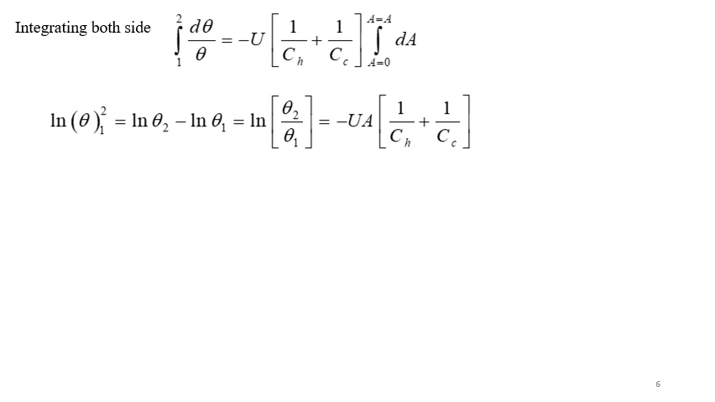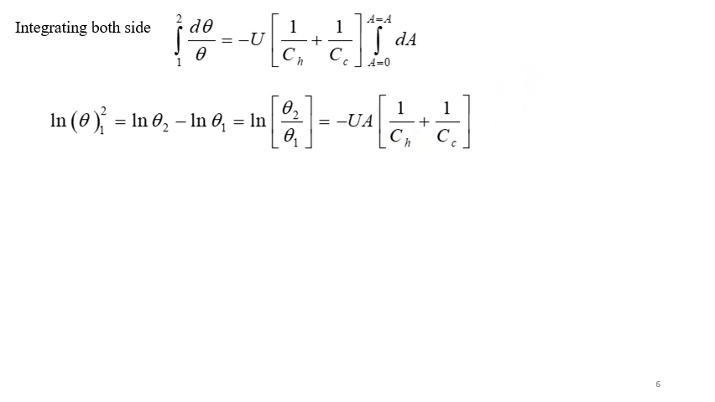Now the right hand side: minus the integration of dA. The integration of dx is nothing but x, so the integration of dA is equal to A. The boundary condition is A equal to 0 to A equal to A, so it will become A. So we get the constant term minus U into A into (1 by Ch plus 1 by Cc). Therefore the final relation we get here is ln theta 2 by theta 1 is equal to minus UA into (1 by Ch plus 1 by Cc).